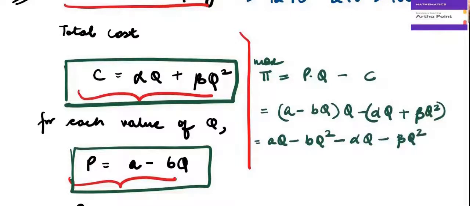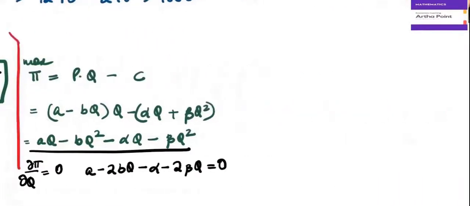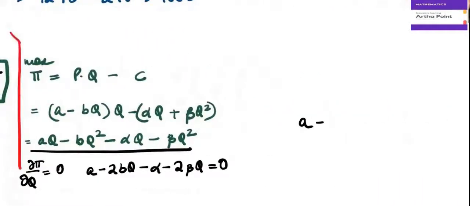Now I want to maximize this. So I will say del pi by del Q is equated to 0. Differentiate this function, what will you get? You will get A minus 2BQ minus alpha minus 2 beta Q is equal to 0. Solve it. What will you get? You will get A minus alpha is equal to 2B plus 2 beta into Q. Find out Q star. What would that be?